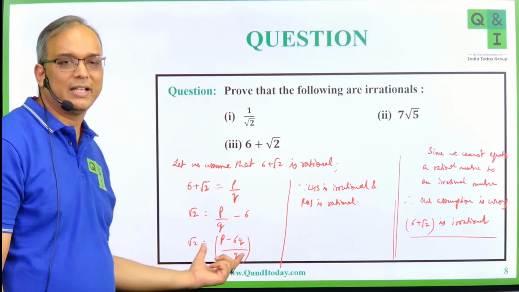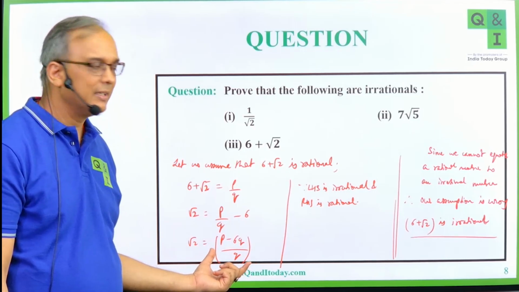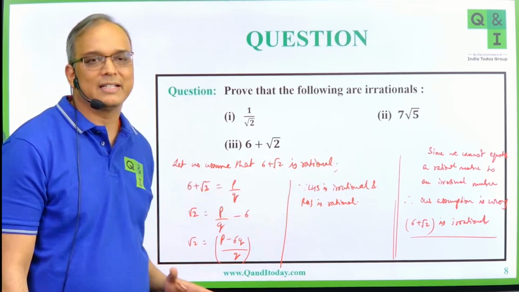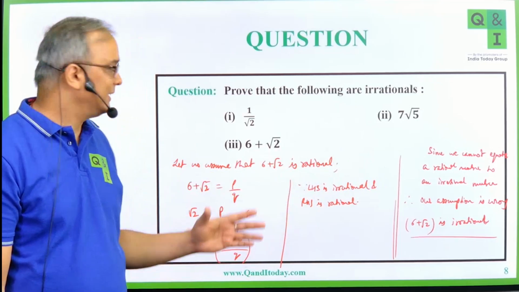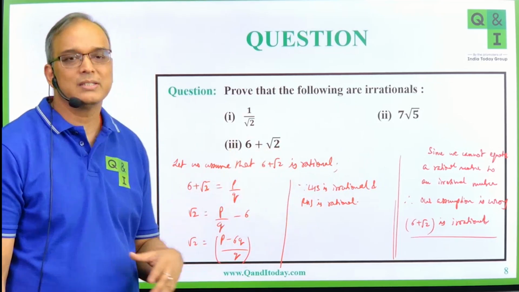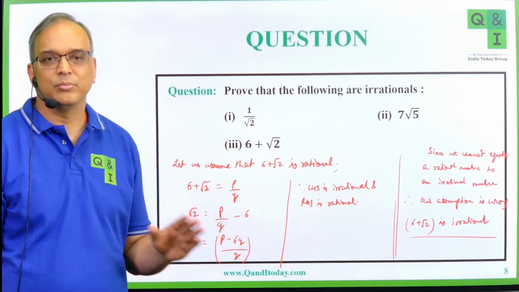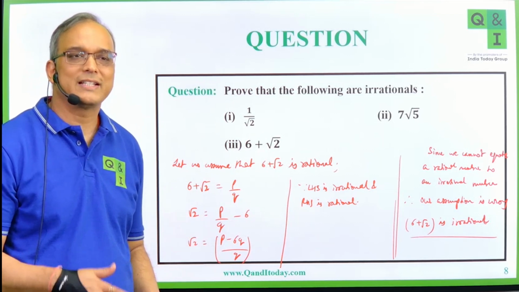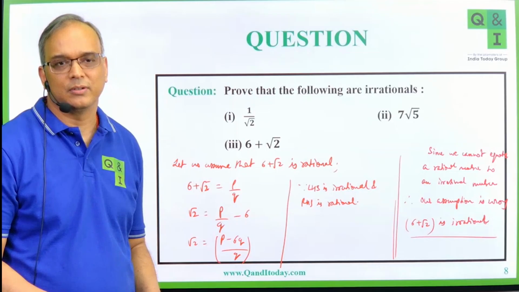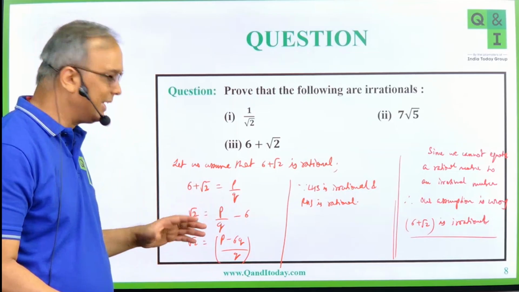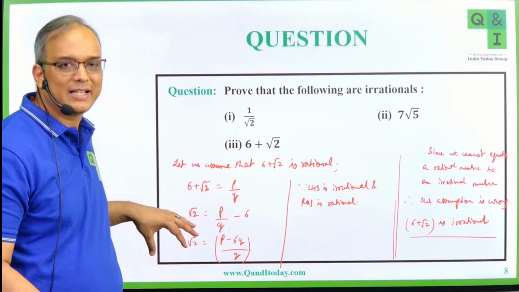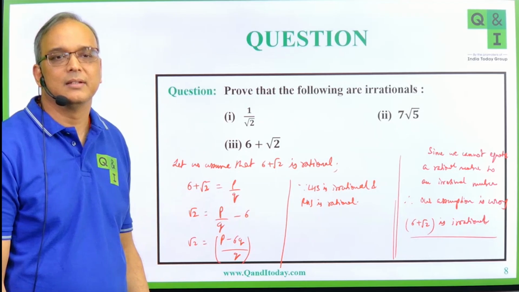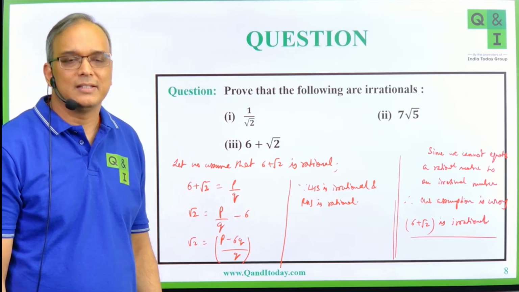We cannot equate a rational and irrational together. And that's why we say that our assumption is wrong. And hence this whole thing 6 plus root 2 is irrational. We had assumed it to be rational initially. Because of this contradiction, we say that our assumption is wrong. The contradiction is that you cannot equate an irrational number to a rational number. Is it clear, Harsh?